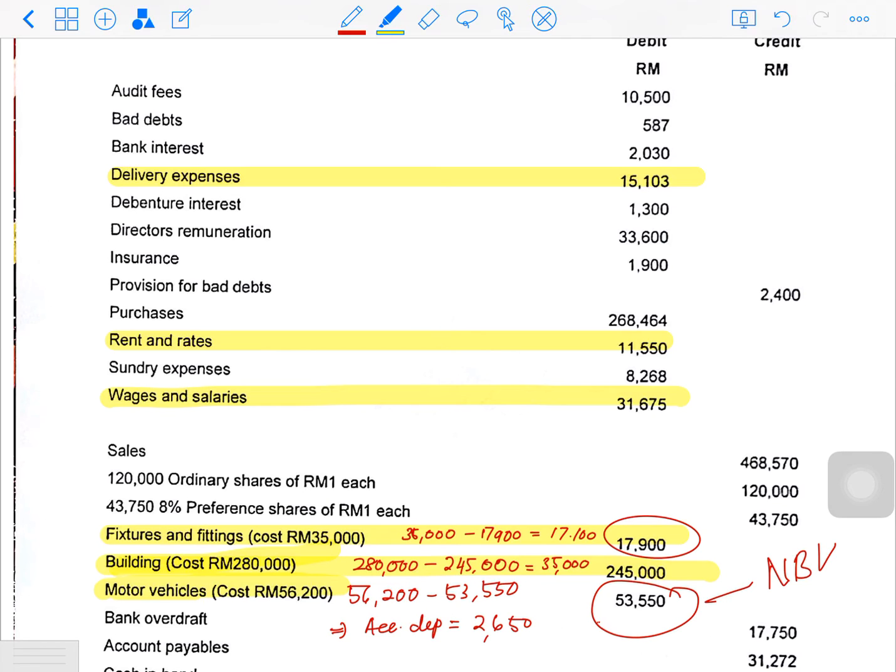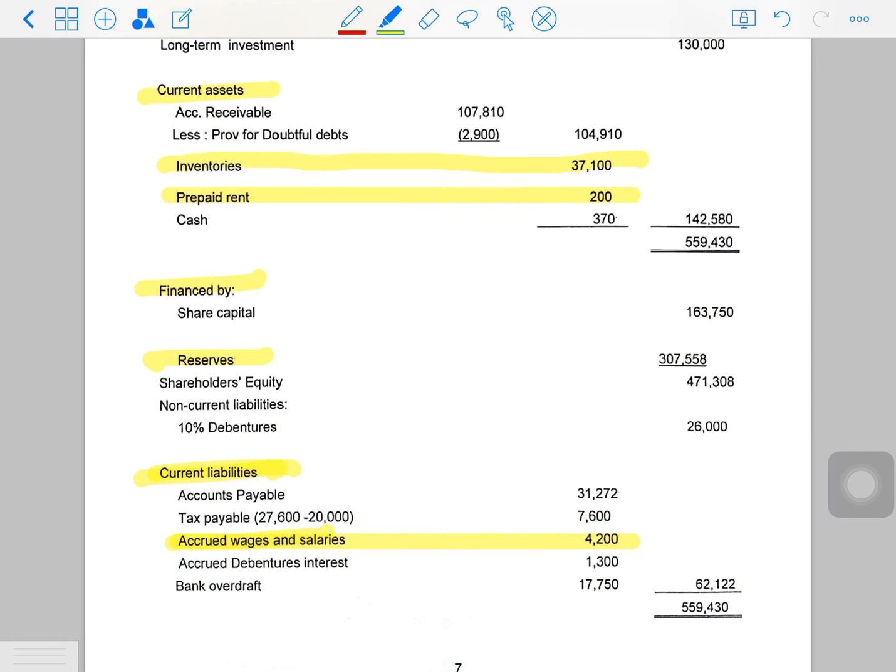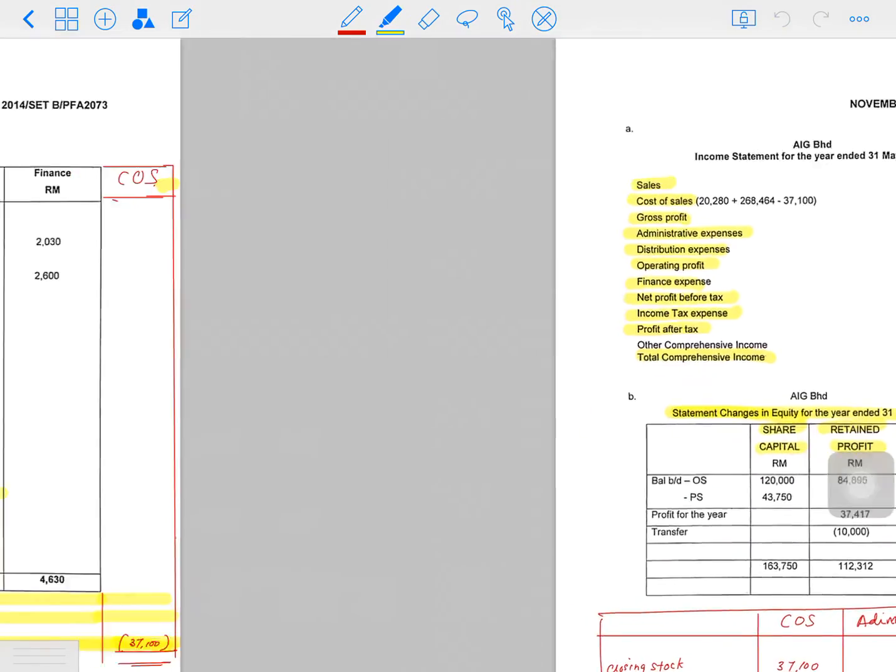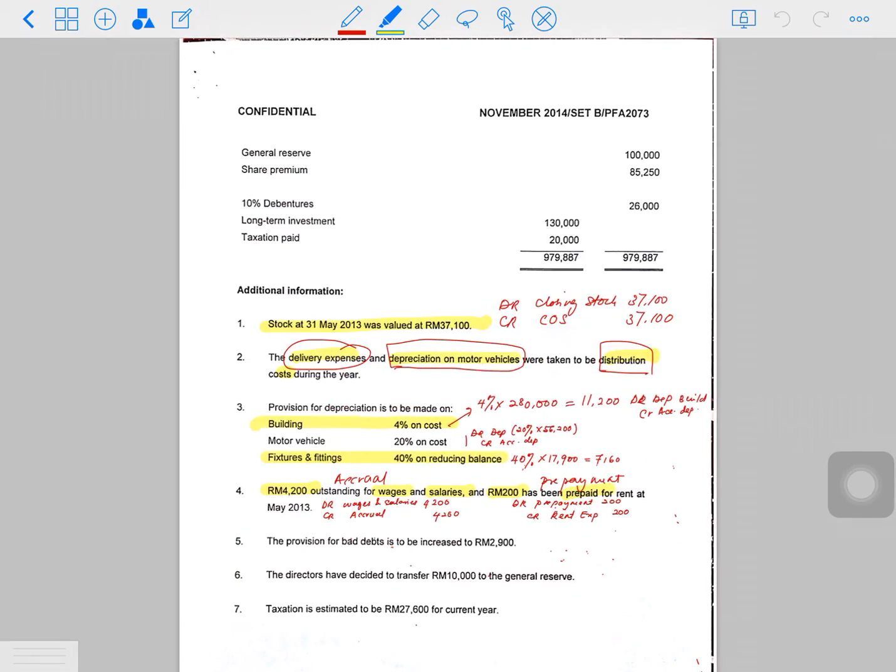Prepayment will be entered into your financial position, and also accruals. Accruals will be in your current liability, accrued wages 4,200, and prepayment will be under your current asset, prepaid rent. Now, settle additional information number 4.